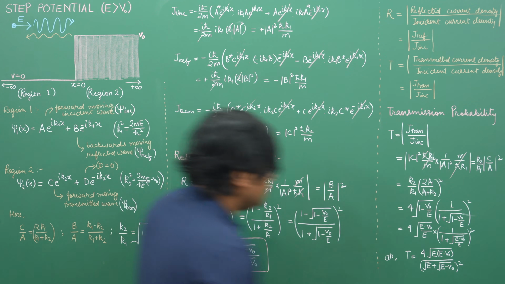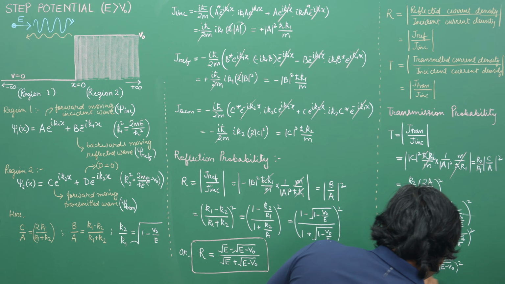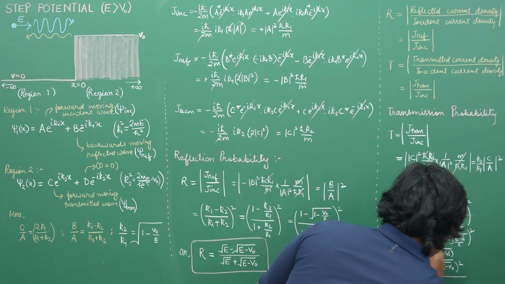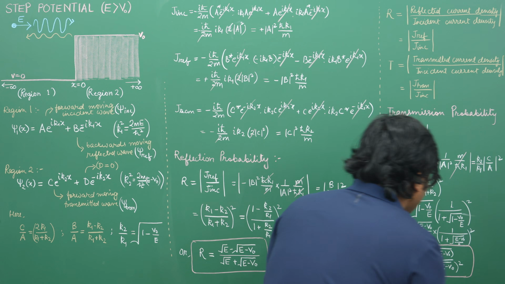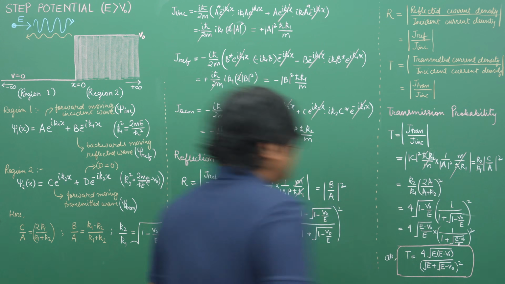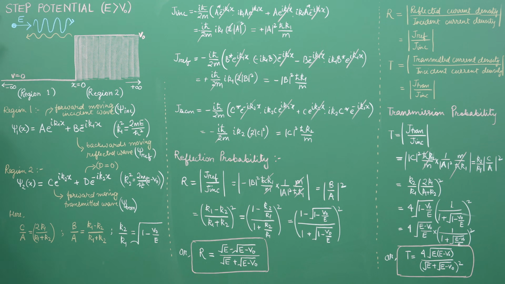So therefore, we have now obtained the transmission probability as well as the reflection probability of our particle which is interacting with a step potential. If you look at the transmission probability in terms of E upon V naught, when the particle's energy is very much comparable to the potential, then the transmission probability is very low. But as the particle's energy increases, the transmission probability also increases.